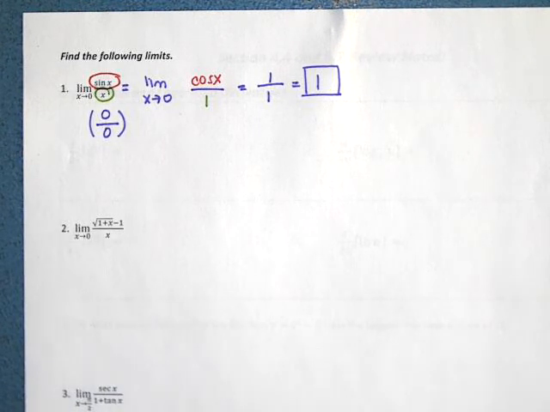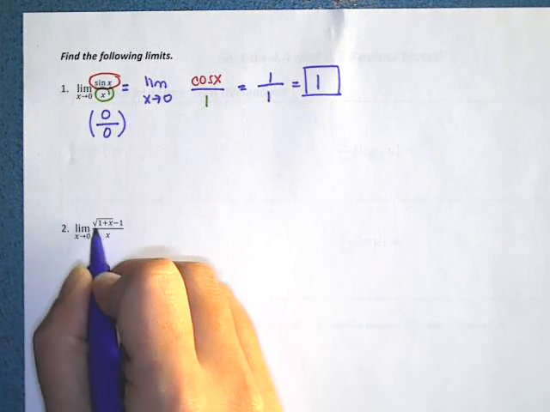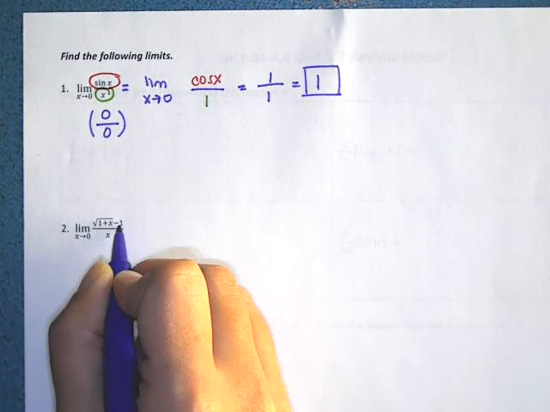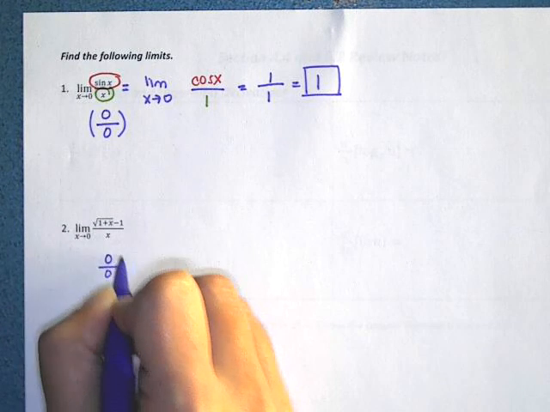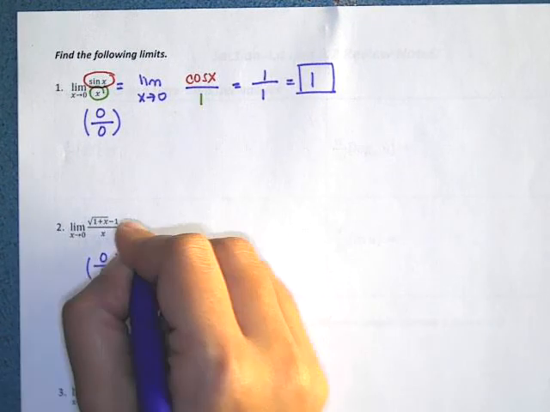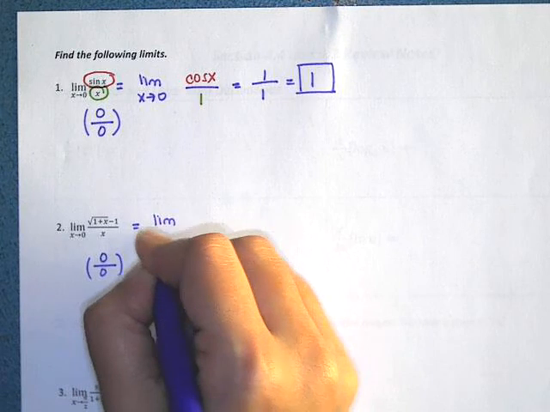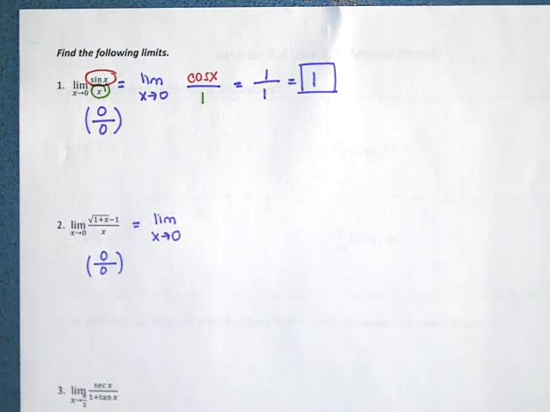So for number 2, let's try plugging in our number. If I plug in the number on the top, the square root of 1 would be 1, minus 1 is 0, and I have 0 on the bottom. It's definitely indeterminate. So I'm going to take the derivative.